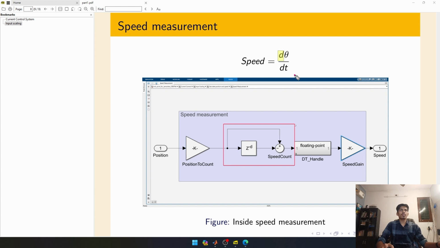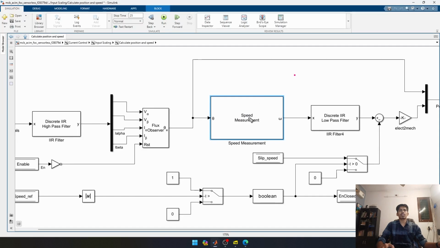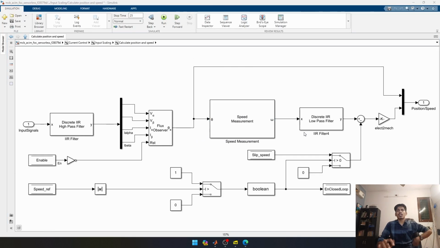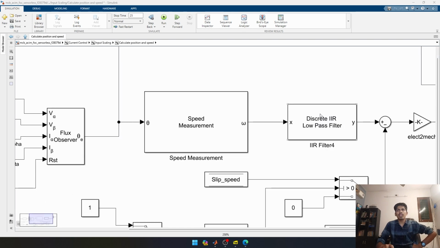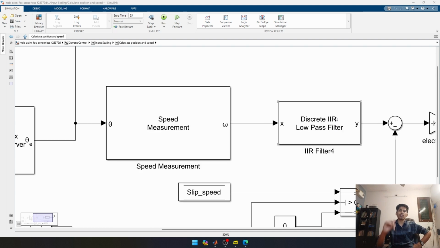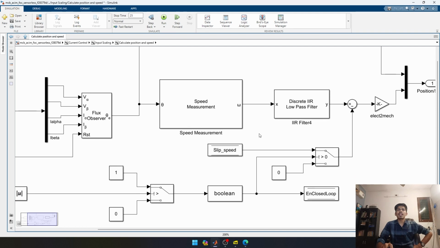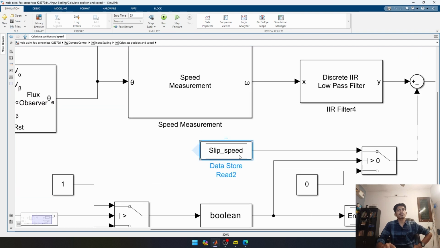So that is how the speed measurement block works. Now the speed should not have any high frequency component, so the speed should not change erratically. So we are adding a low pass filter which will remove any high frequency component. So then we are getting the slip speed from a slip speed estimator block.